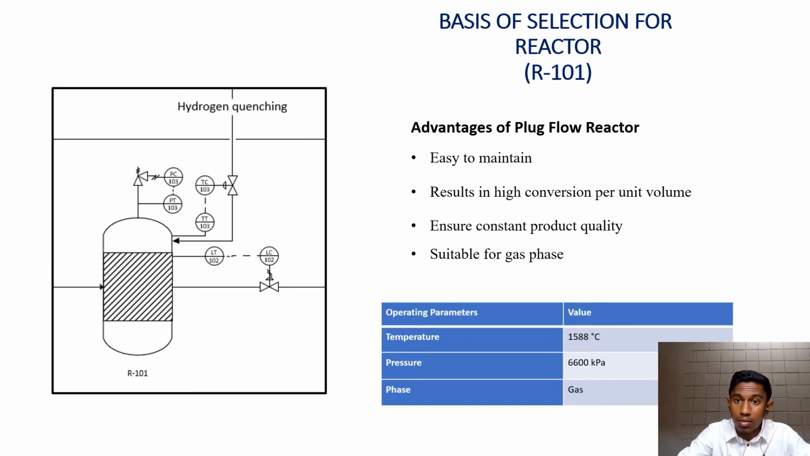The basis of selection of the reactor: we chose the plug flow reactor as it is very easy to maintain. It also results in very high conversion per unit volume. It has very high efficiency. It also ensures continuous product quality, and it's very suitable for gas phase, as the main process that is going to happen in the reactor is gas phase. The operating parameters in the reactor are a temperature of 1588 degrees Celsius, a pressure of 6600 kPa, and the phase is gas phase.